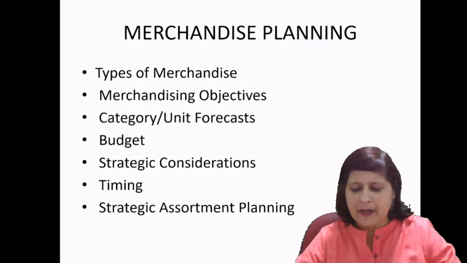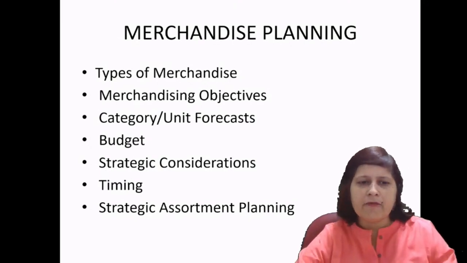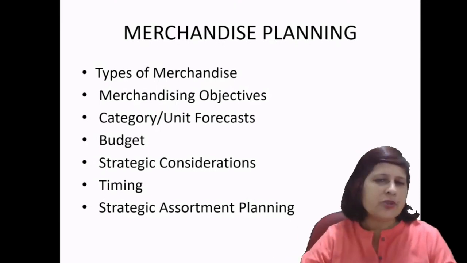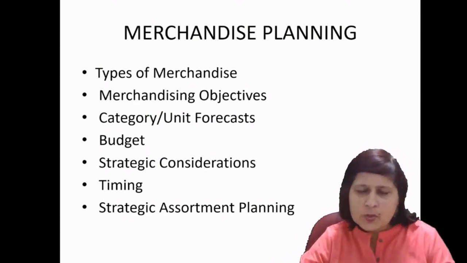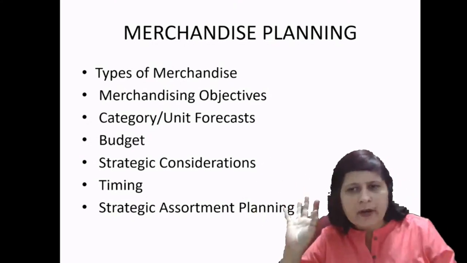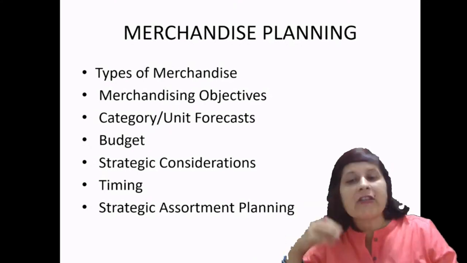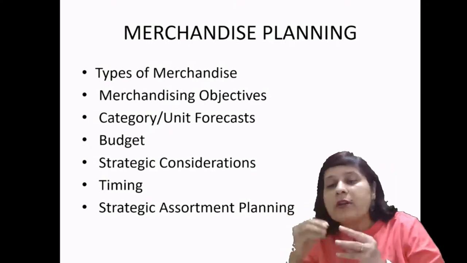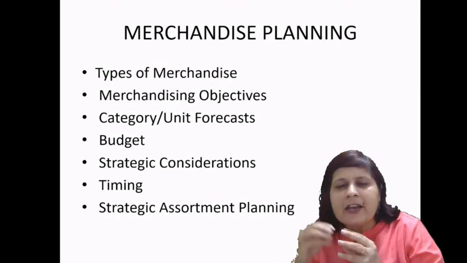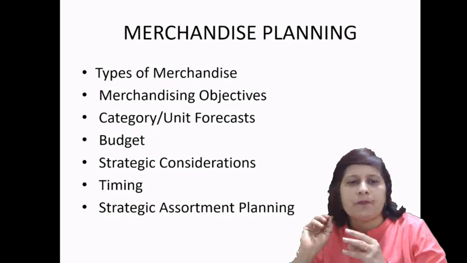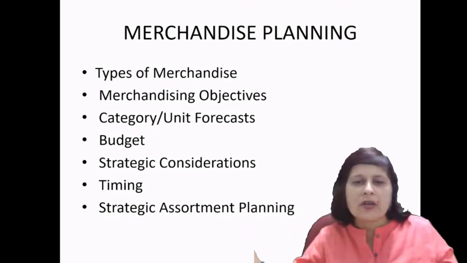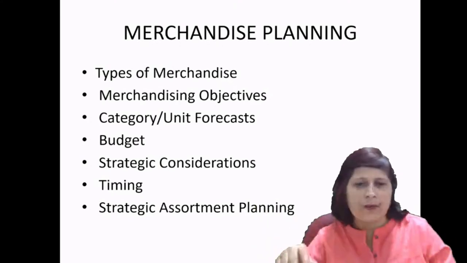Merchandising planning. So merchandising planning involves the type of product which you are planning to sell. Merchandising is what? That is buying the product and supplying that product to the customer. That is merchandising. The type of merchandise means what all products you are planning to keep in your store. What type of products will be there in your store?